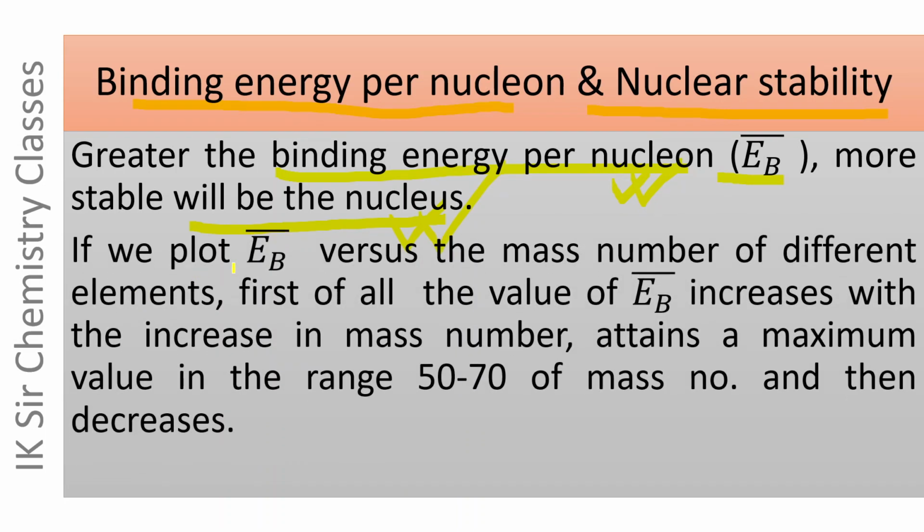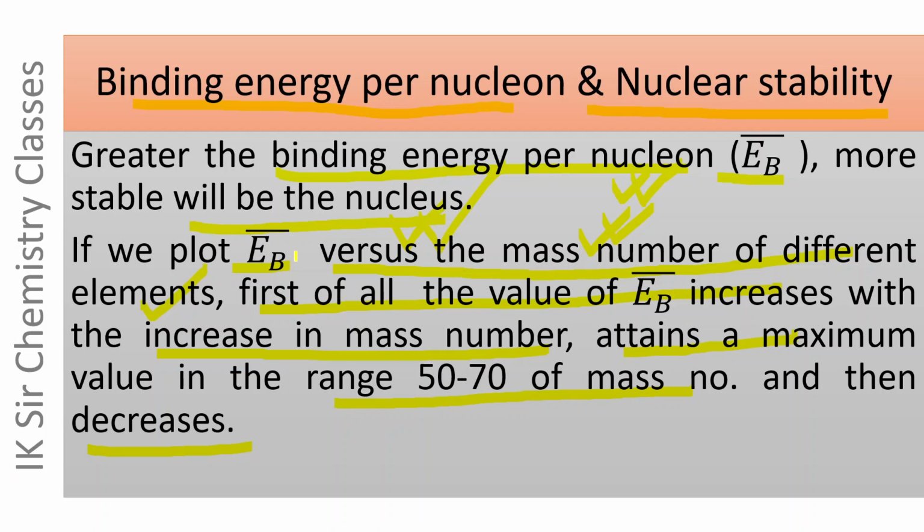If we plot EB bar versus mass number, that is, nuclear binding energy per nucleon versus mass number of different elements, first of all, the value of EB bar increases with increase in mass number, attains a maximum value in the range 50 to 70 of mass number and then decreases.